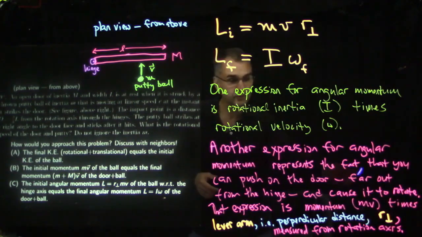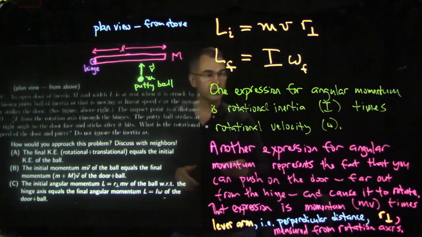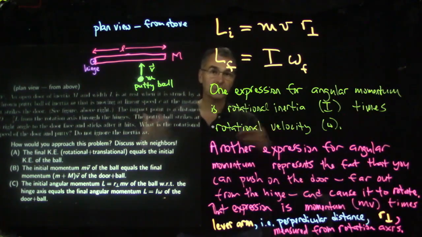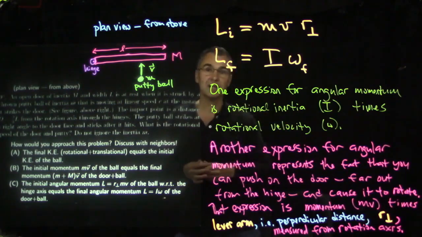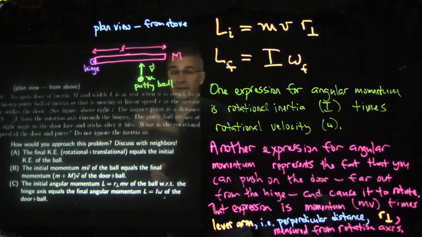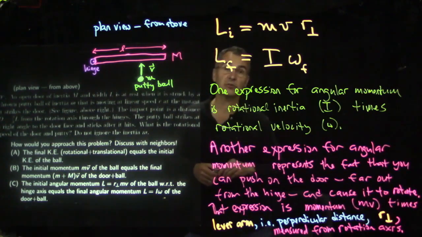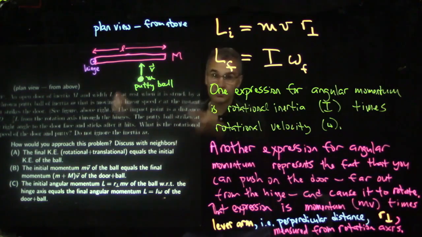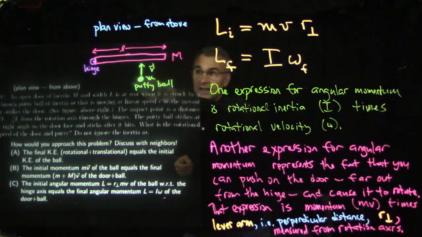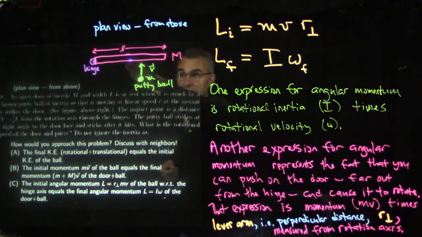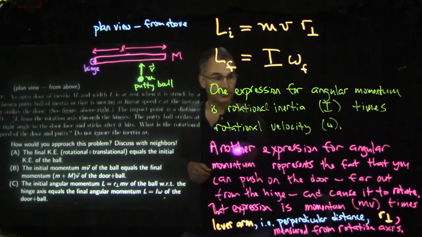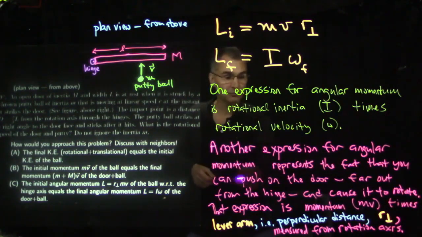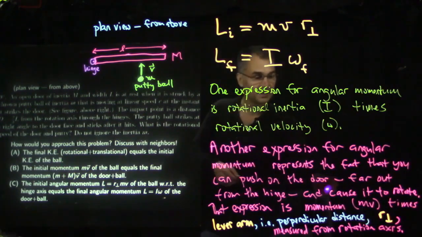The less intuitive expression for angular momentum, this one here, represents the fact that in order to start something rotating, you can push on it in a straight line as long as you push on it away from the axis of rotation. If you try to push right at the axis of rotation, you won't make it go. But if you push far enough away from the axis of rotation, you can make it go. So a straight line motion can result in a rotational motion as long as that straight line motion has some non-zero lever arm, perpendicular distance, with respect to the rotation axis. So another expression for angular momentum represents the fact that you can push on the door far out from the hinge and cause it to rotate.